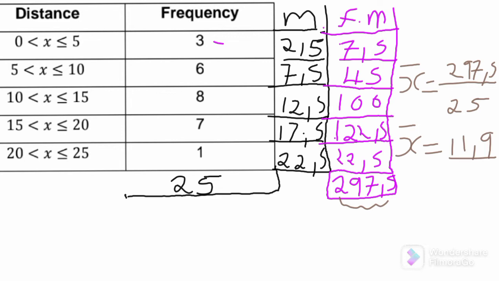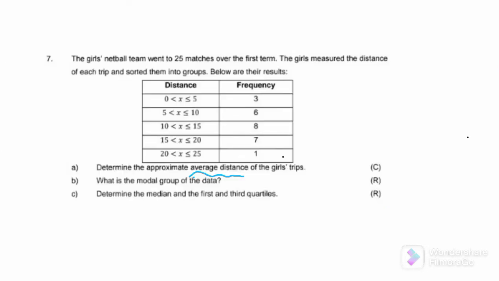We've calculated the average that they wanted. Let's look at the other question. It says, what is the modal group of the data? When you're looking for the modal group in grouped data, you look at the frequency column and you look for the highest number. We can see that the highest frequency is 8. But we're not going to write 8. We're going to look at the interval that corresponds with the 8.